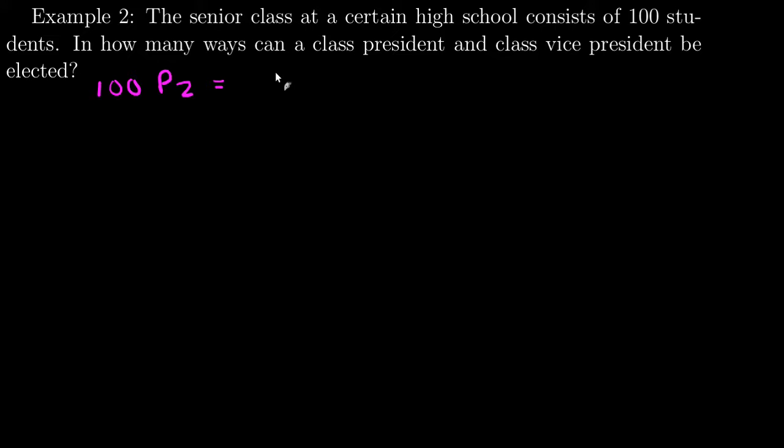So 100P2 is going to end up being 100 factorial divided by, and I'll write it out here, but you can obviously go straight to 98 factorial, which is going to be 100 times 99. We have first spot, second spot, which is 9,900.